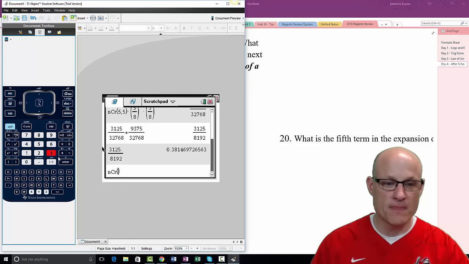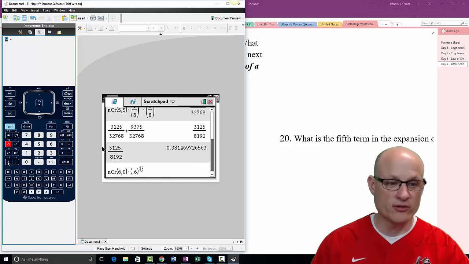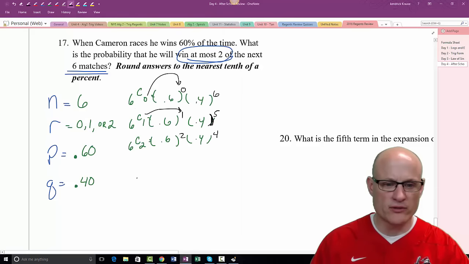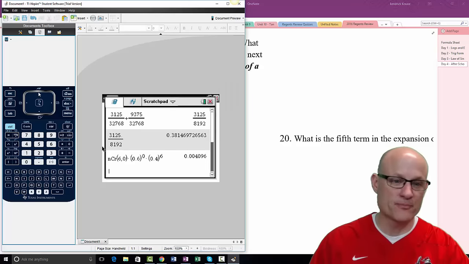Menu 5, 3, 6, comma 0, times (0.6) raised to the 0. I'm going to put that in because I have to change it later. Times (0.4), and remember, they have to add up to 6, so raised to the 6th. See, it gave me a decimal this time because I have decimals. So 0.004096.